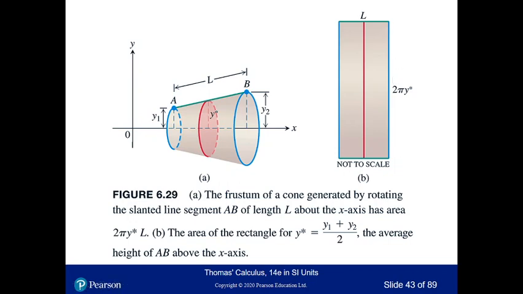Okay. Then the green length is L, so L times 2 pi y star is going to give us the area of this surface we have here, okay?